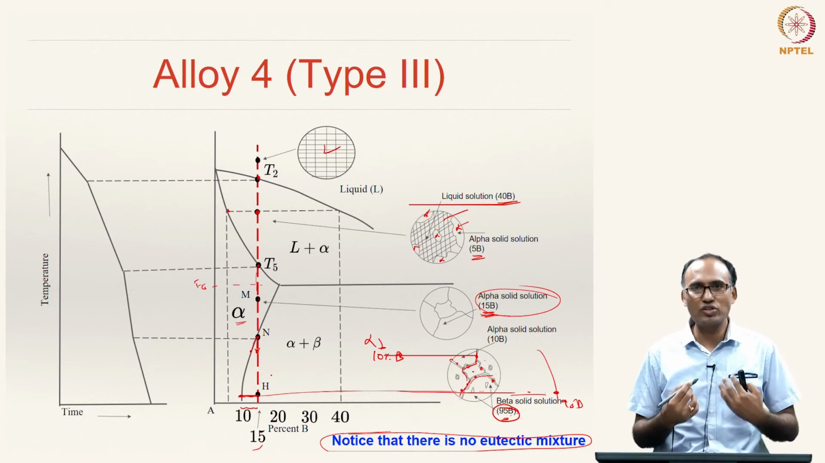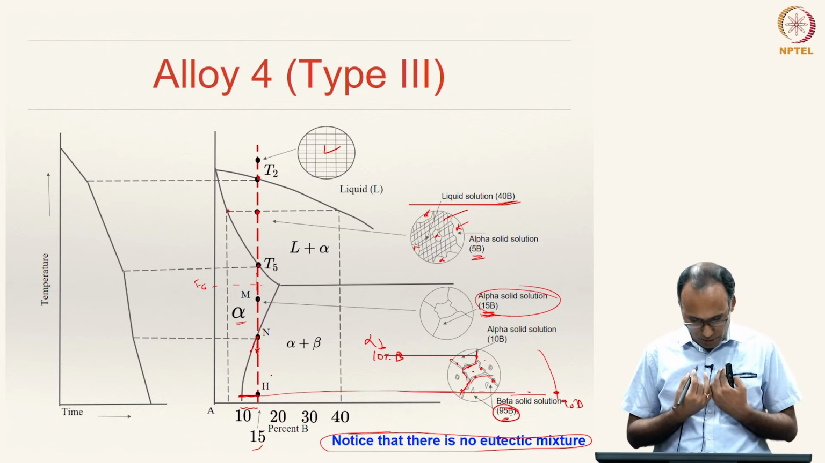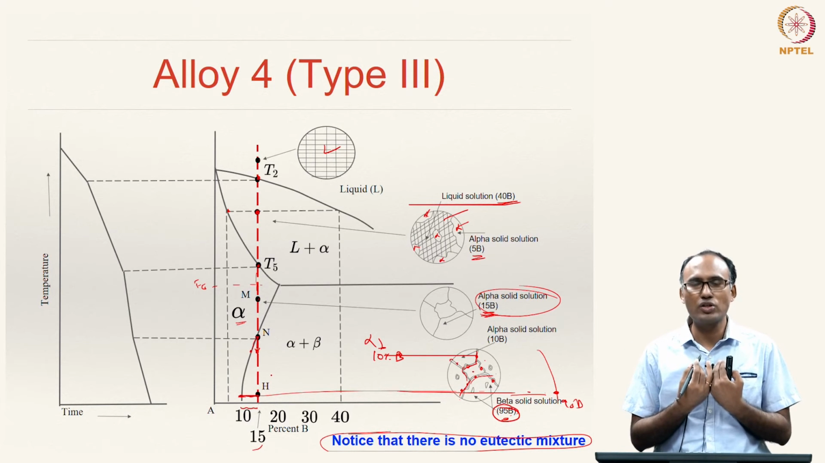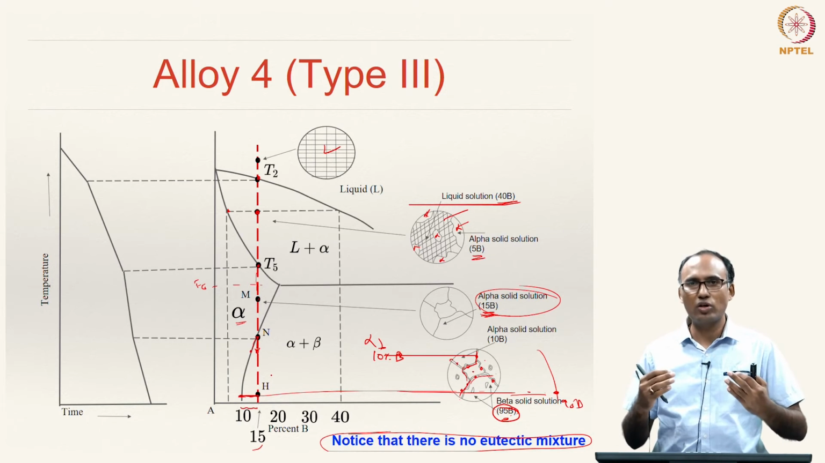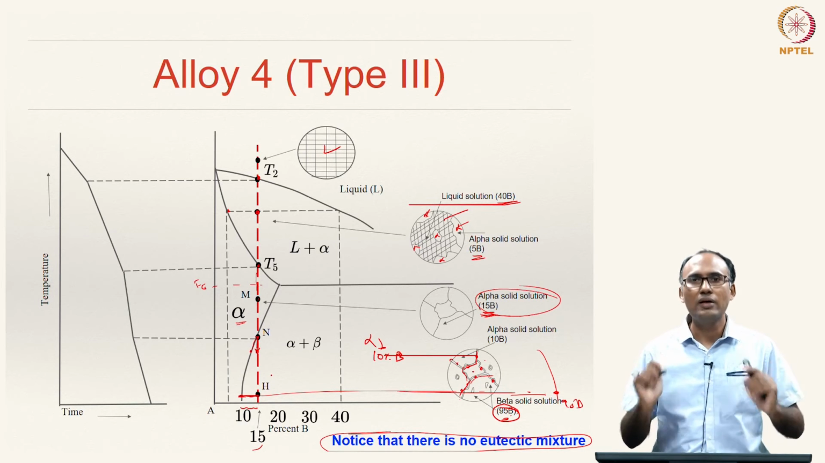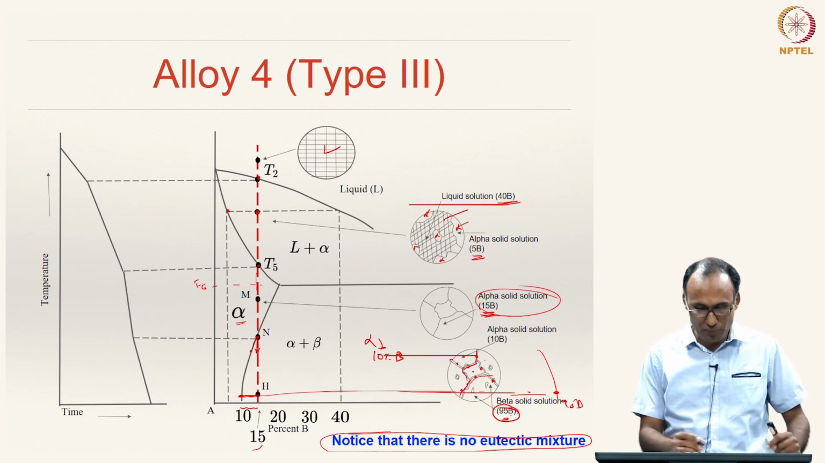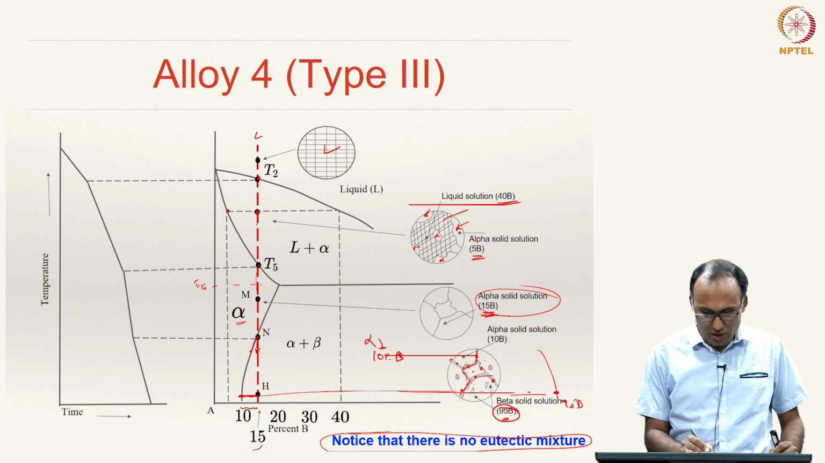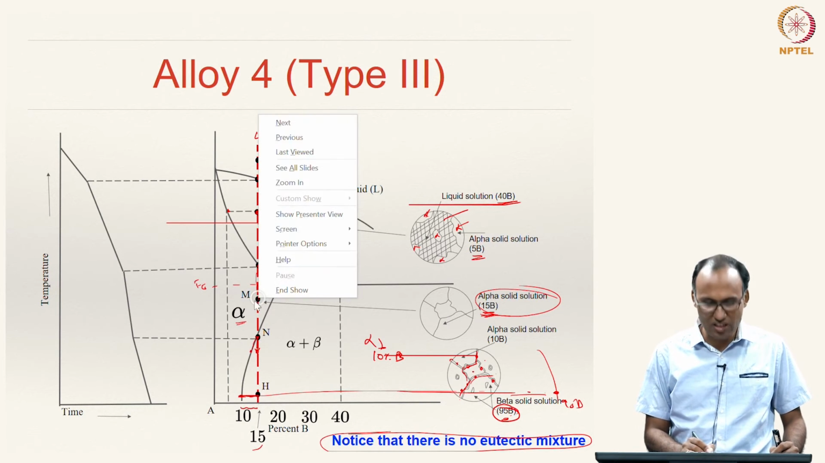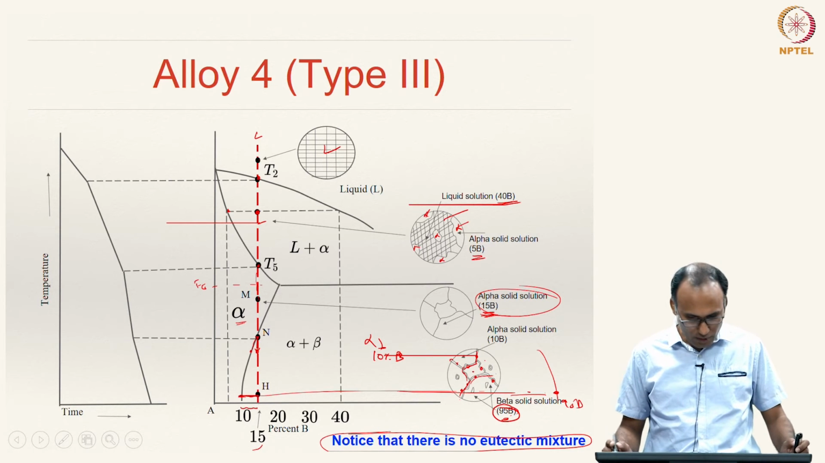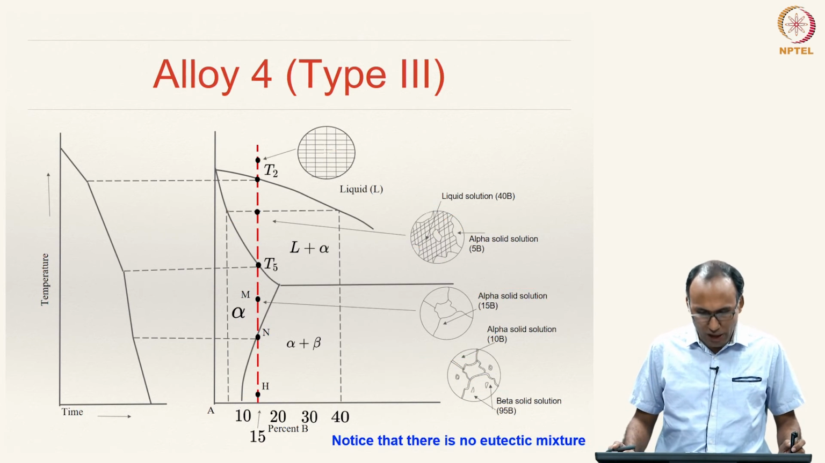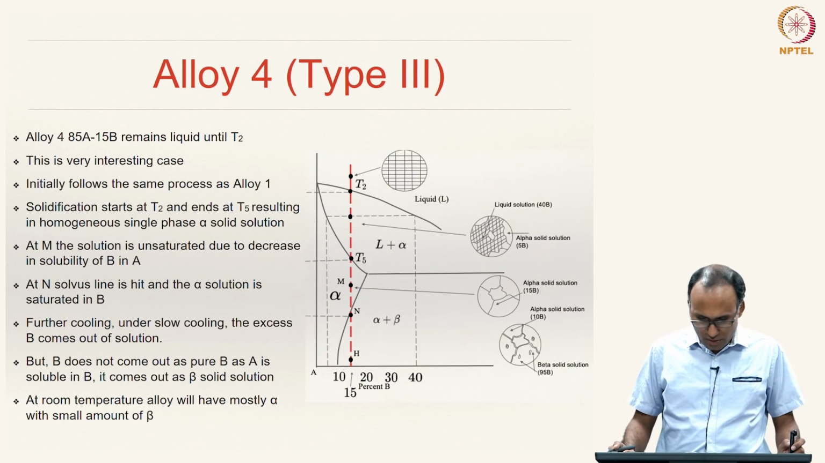Because of the oversaturation of alpha solid solution with B, the additional B has to come out, and that comes out as beta solid solution, and that will be dispersed uniformly within the matrix. So, you are actually going from a liquid solution single phase region into a two phase region, liquid plus alpha, into another single phase region, alpha, and again entering a two phase region, alpha plus beta. Okay. So, that is about alloy 4.